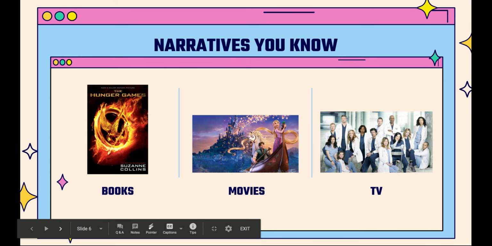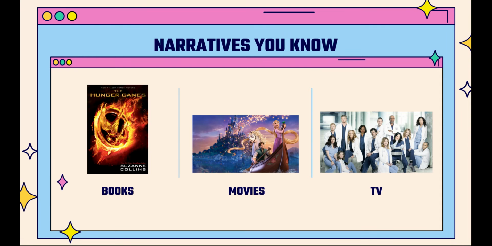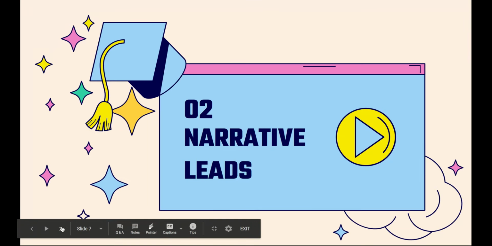All right, and now we're looking at 3 different examples of narratives in books, movies, and TV. Most of you have probably seen these before, or you've at least heard of them. If not, go ahead and look them up online real quick so you can answer this next question on Edpuzzle. Go ahead and pause the video here and think through your answer. Once you're done, move on with me to the next section, which is narrative leads.